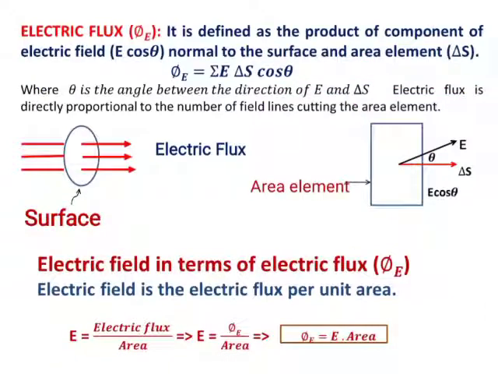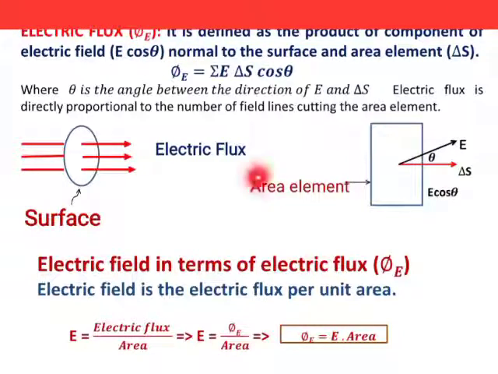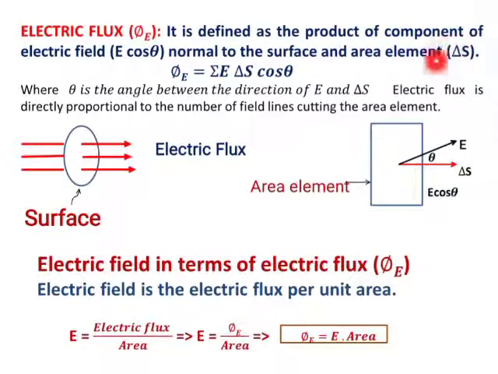Next one, electric flux. Electric flux is denoted by either the phi E symbol or only the phi notation. It is defined as the product of the component of electric field normal to the surface and the area element, delta S. Delta S is the notation for the area element, surface area or area vector. Sometimes we may use delta S or dS or only S or A. All meanings are the same. This shows the surface area.